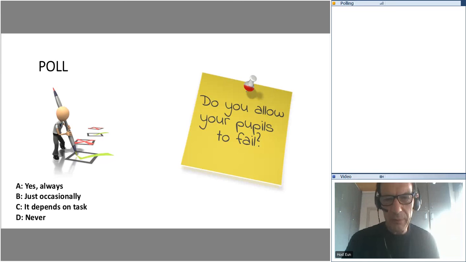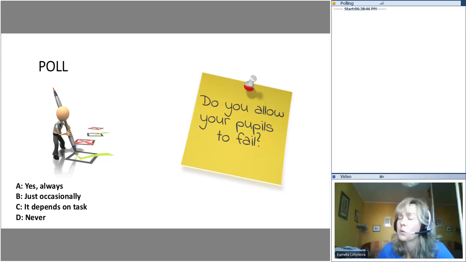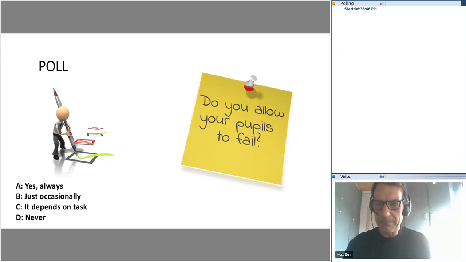Do you allow your pupils to fail? Well, you can explain better. Yes, it means that usually at school teachers are waiting to catch the students making mistakes and then we punish them with bad marks. So do you allow them to fail? Do you allow them to make mistakes? Don't you punish them immediately? That's the question. Okay, the answers keep coming in.